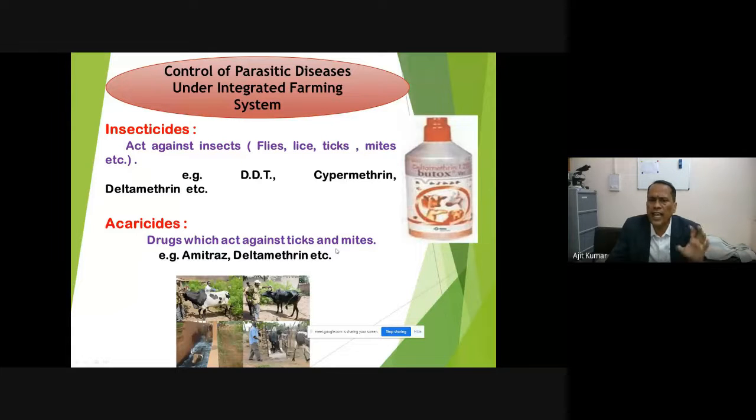The drugs which act against ticks and mites are called acaricides, because ticks and mites are different and come under a different order, that is order Acarina. So the drugs which act against ticks and mites come under the acaricides.